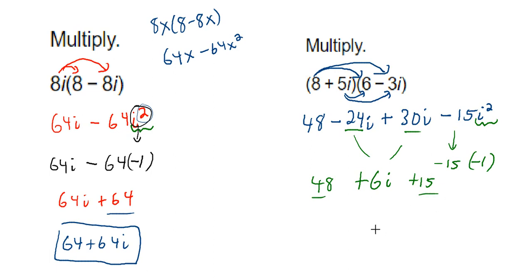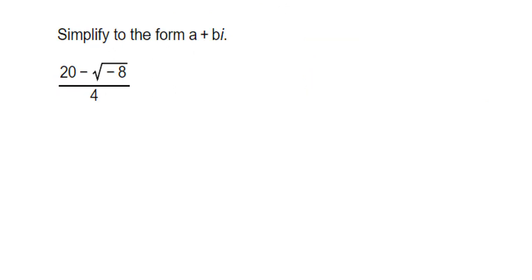And now these are like terms. 48 and 15 can be added together, and we will get 63. So we'll get 63 plus 6i. And it's another complex number. All right, let's take a look at some more examples. We're almost done. Again, this is another short section. Here we want to simplify this to the form of a plus bi.